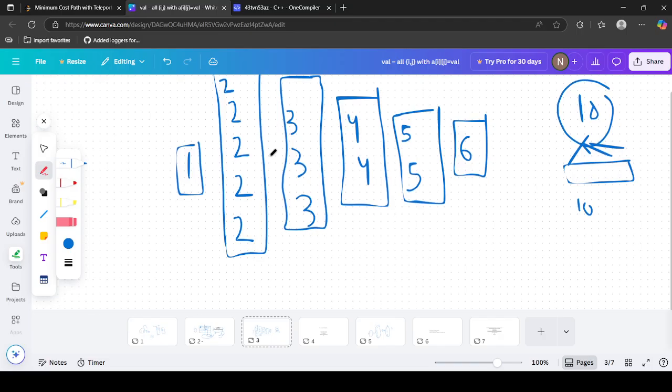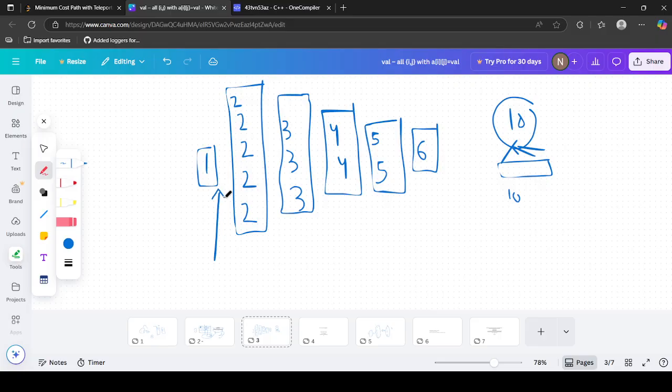So let's assume that we are thinking with respect to the value 1, all the cells with a value of 1. And then similarly 2 and so on.